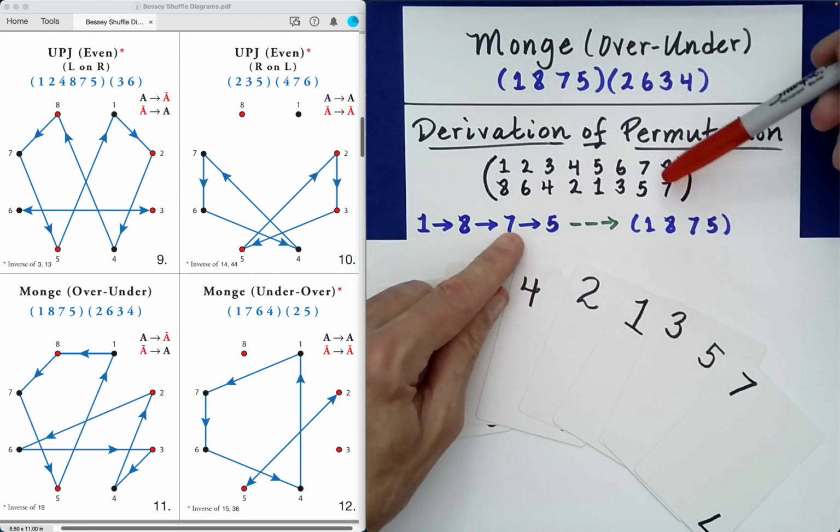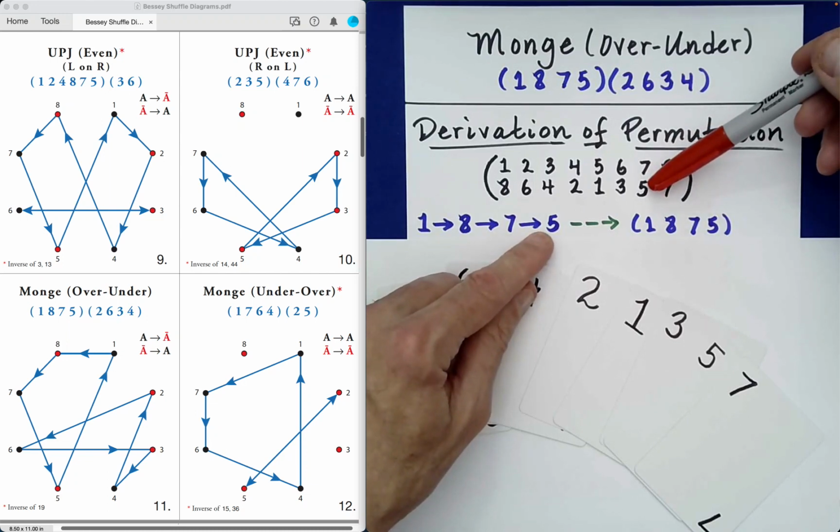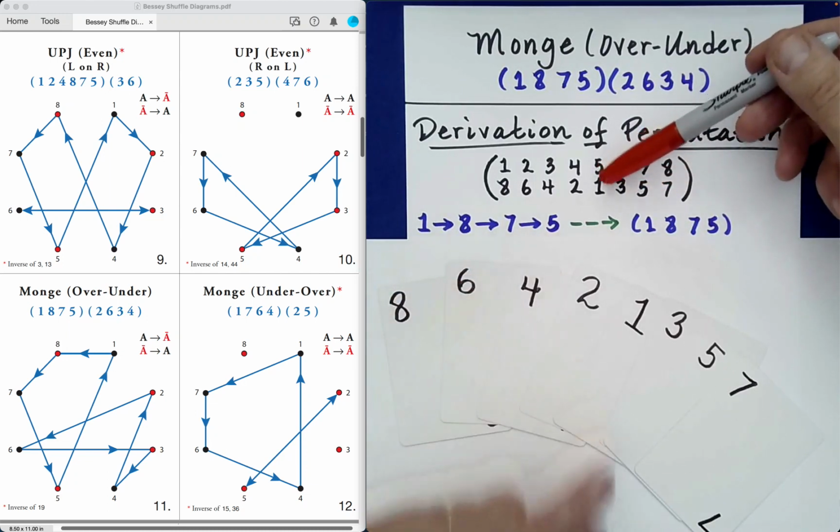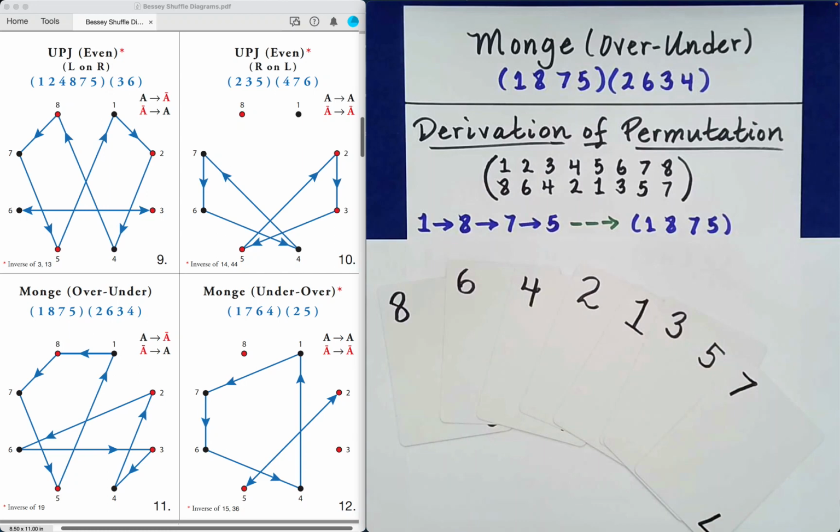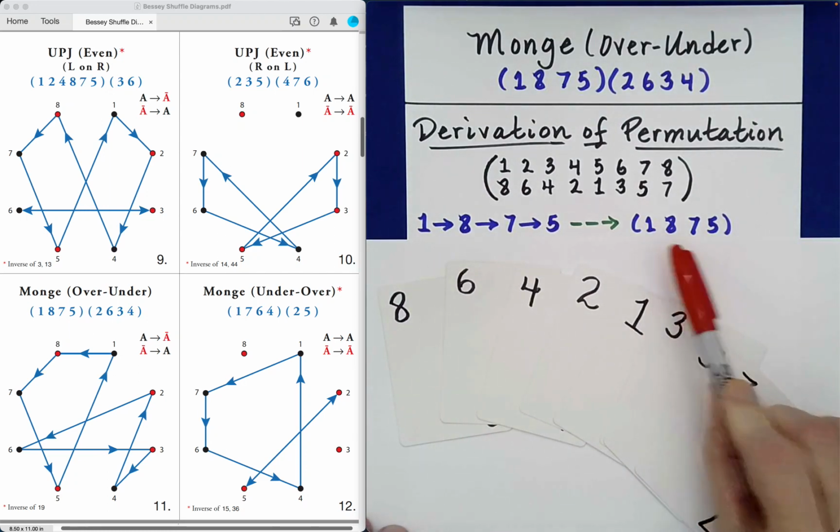Where is 7 sent? 7 is sent to 5. And then where does 5 go? 5 is sent to 1. So it wraps around. So we're looking at a 4 cycle here.